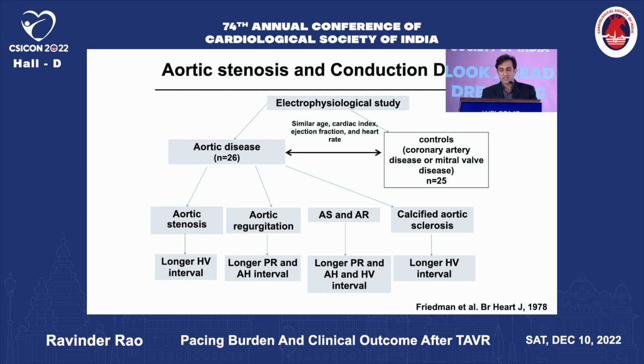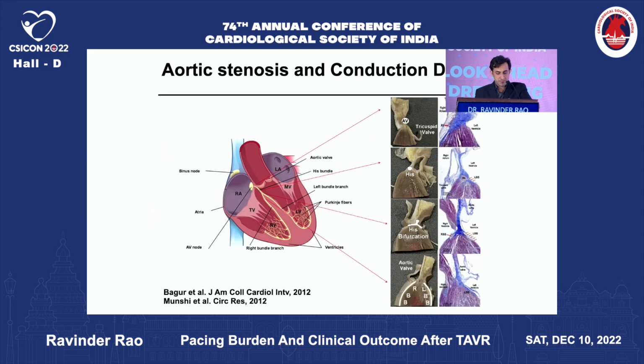So let us try to understand the conduction disturbance in patients with aortic stenosis. This was a small study published in 1978 and clearly shows that patients who have aortic valve disease, be it aortic stenosis, aortic regurgitation, or calcified aortic sclerosis, have some sort of conduction abnormality, which could be a longer HV interval, longer PR and AH interval, or longer PR, AH and HV interval. This clearly tells us that patients with aortic valve pathology have some sort of conduction abnormality to begin with.